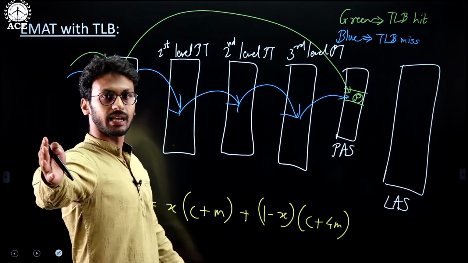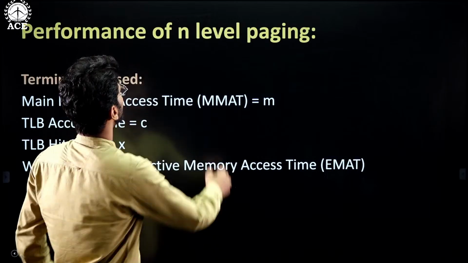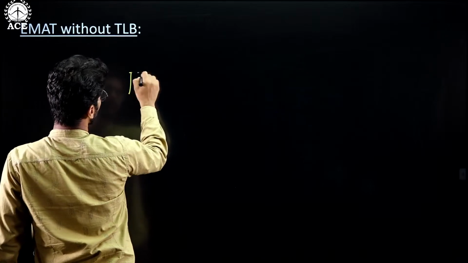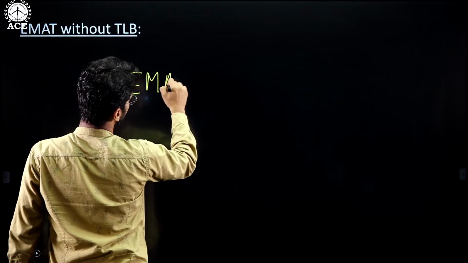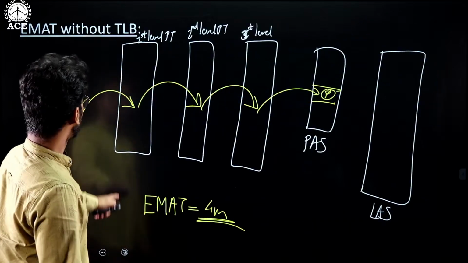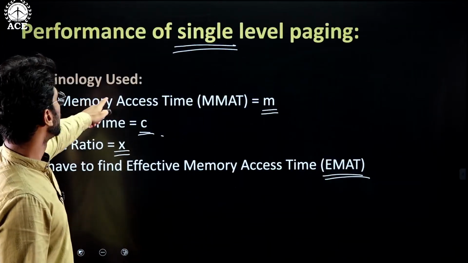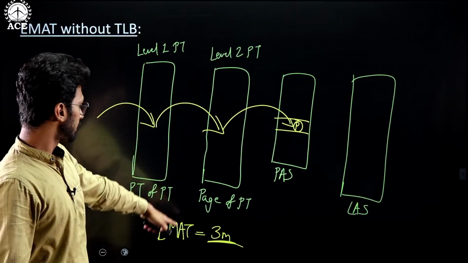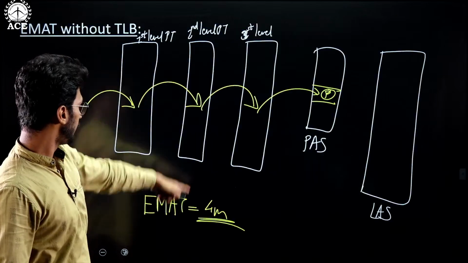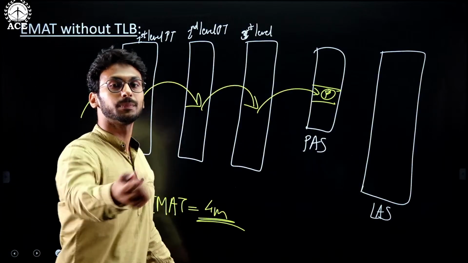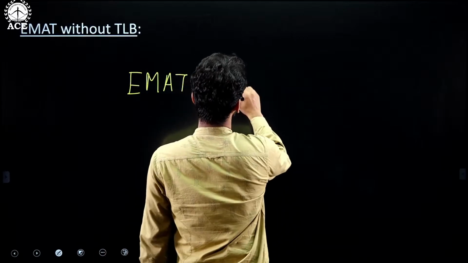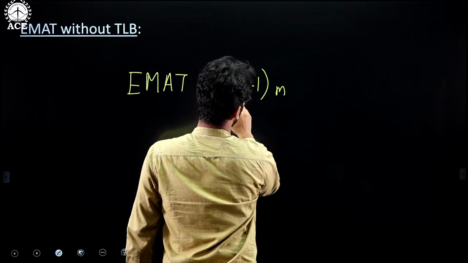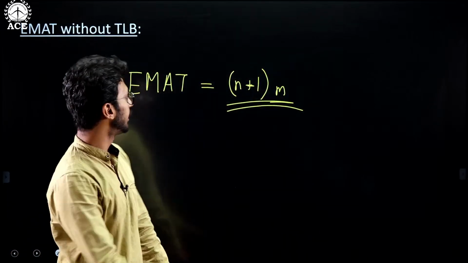So if you generalize this entire concept to an n level page table, just tell me the formula. EMAT will be what? If you look here, for a single level page table, what is EMAT? 2M. For a 2 level page table, 3M. For a 3 level page table, 4M. For an n level page table, n plus 1 M. N indicates the number of levels. Done with this formula.